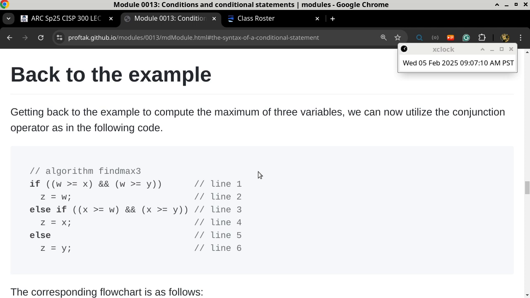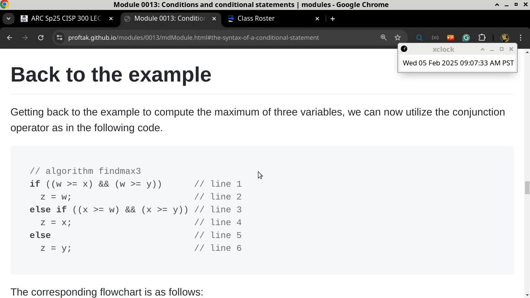By the time we get here, we already know that. So the only question is, between X and Y, which one is greater? If X is greater than or equal to Y and X is greater than or equal to W, then X is our maximum, and then I store X into the variable Z, because that's the objective of the algorithm. What if that is also not true?